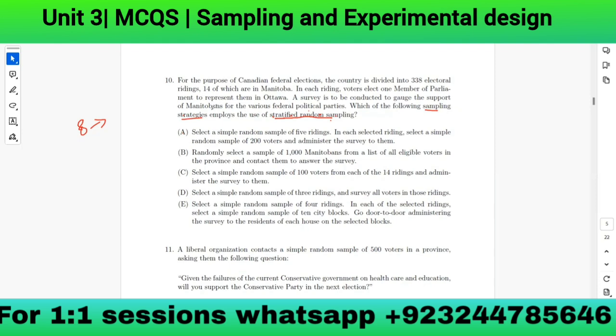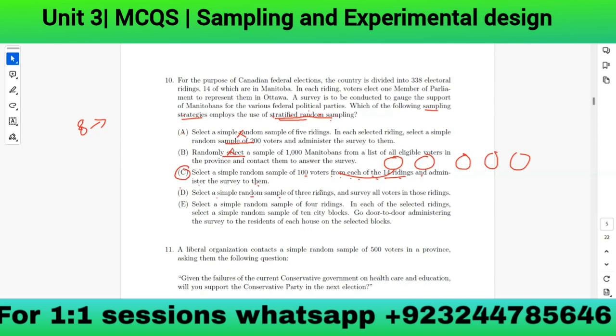Okay, let's see. Then select a simple random sample. They are saying we have to select a stratified random sample. So what is a stratified random sample? One in which there is grouping. Select a simple random sample of 5 ridings, and in each selected riding, select a simple random sample. They are selecting simply here, and randomly selecting alone is not the option. Select a simple random sample of 100 voters from each of the 14 ridings and administer the survey to them. First they make 14 groups and then they select 100 voters from them. This is called stratified sampling, in which we first make groups and then we select from them.